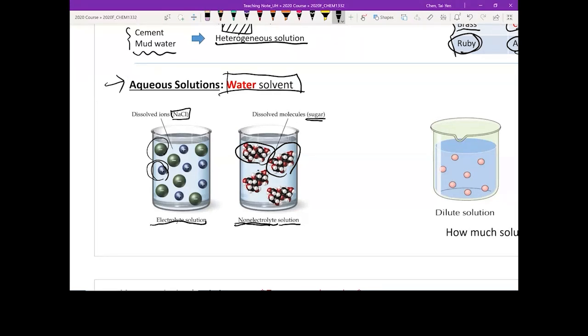So structure-wise, it did not produce any cations or anions inside the water. So for electrolyte solution and non-electrolyte solution, the way you make the judgment is whether positive and negative charges coexist inside the solution.